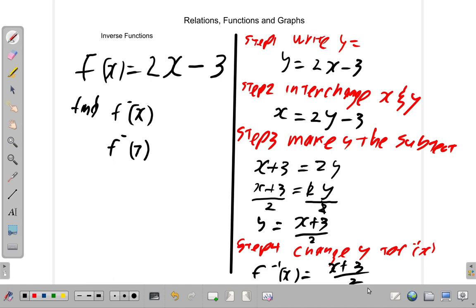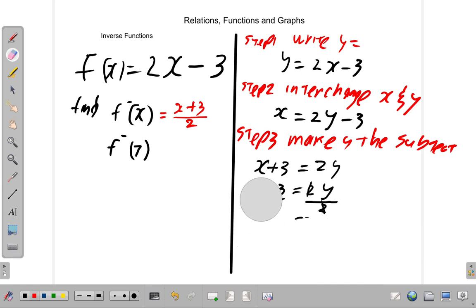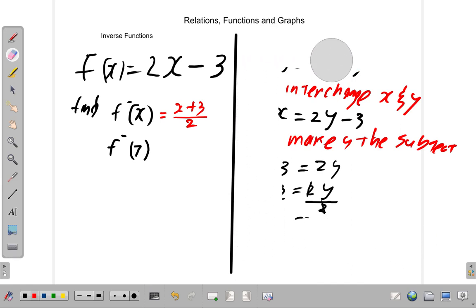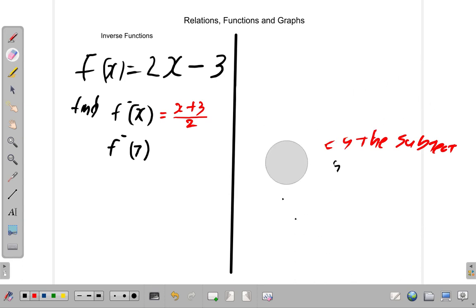So we have our f inverse of x. Let's write it down here. F inverse of x equals x plus 3 divided by 2. Let's get rid of these. We need a space. We should write this down in a notebook, alright, to remember the steps that we take in getting the inverse function. Let's erase these things here. Now we want f inverse of 7.